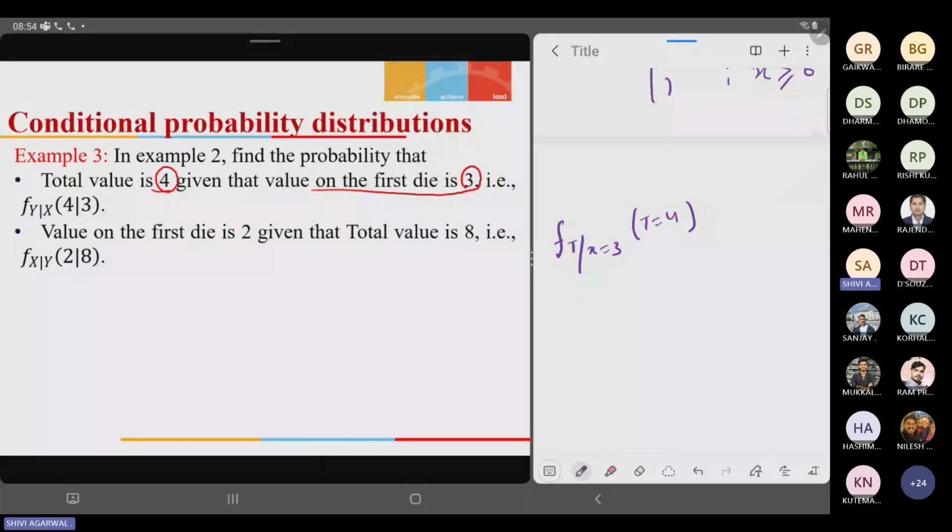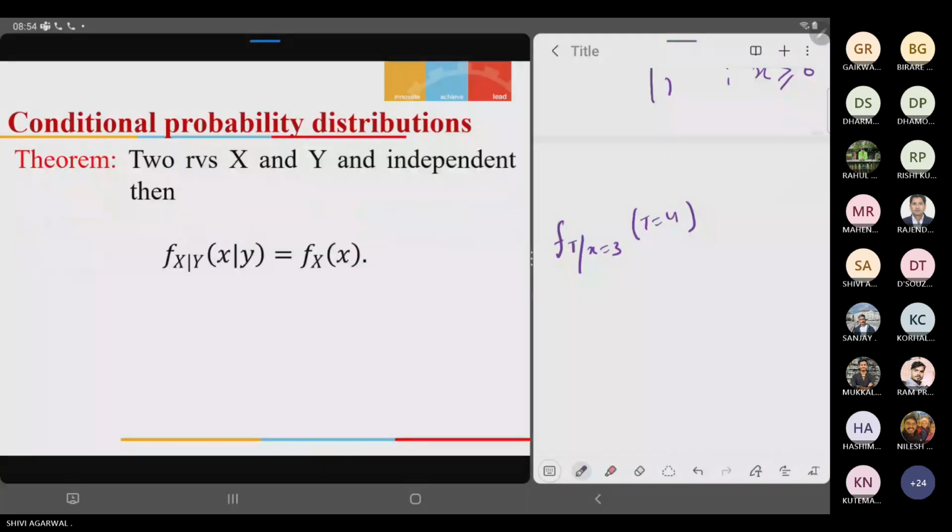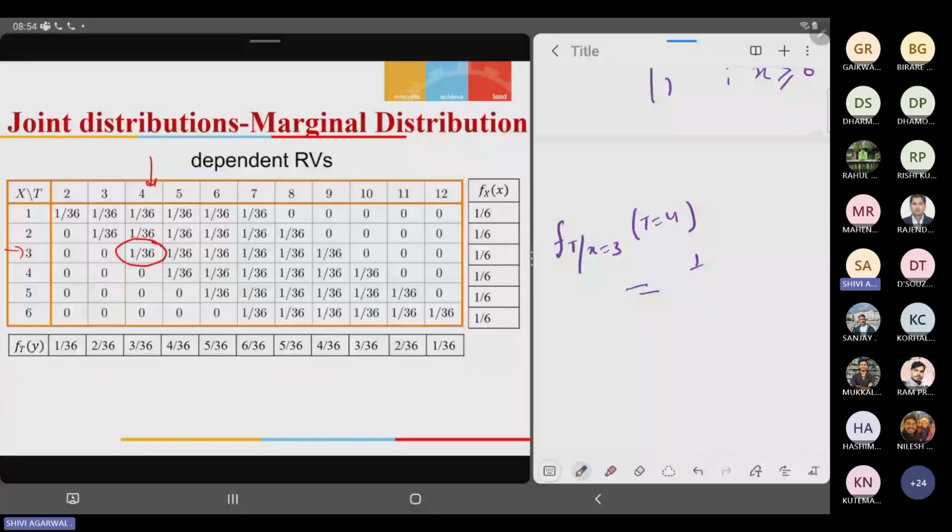Okay, so how can you do it? t is equal to 4 and x is equal to 3. So t is equal to 4 is this and x is equal to 3 is this. So it is 1 by 36. This is the joint density function, 1 by 36, upon the density function for x is equal to 3, which is what? 1 by 6. So it becomes 6 by 36. So it is 1 by 6. Are you getting my point here?